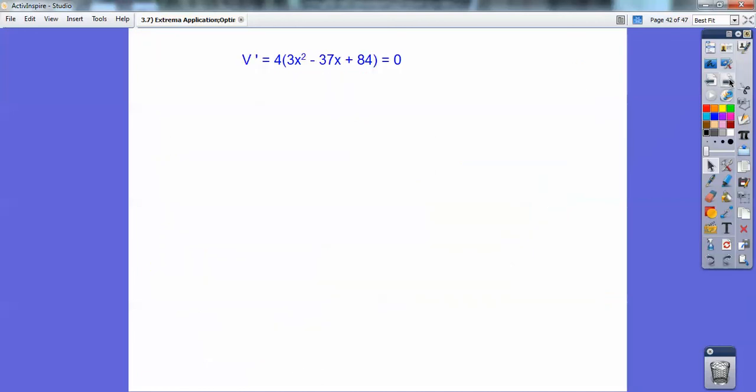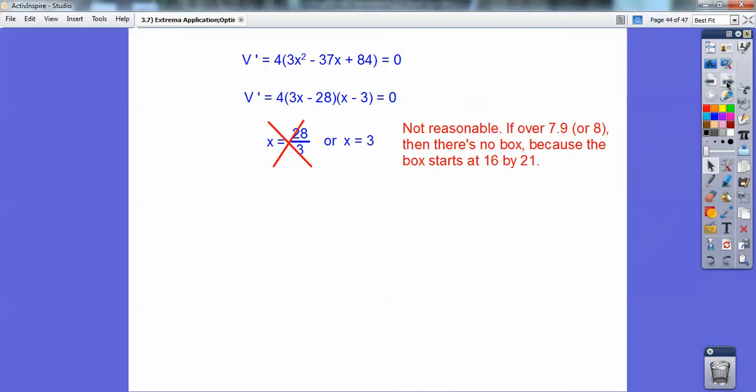All right, so that factors. Took me a little bit to get that to factor, but it does factor right there. So then I set these equal to 0, and I get x equals 28 thirds, or x equals 3. Okay, now 28 thirds, you guys, let's see, 3 goes into 28 9 times, so that's 9 1/3. Well, that's too big, you guys. So anything that's over 8, there's no box, so I can disregard that. So there's a domain issue right there. Okay, so my critical is just x equals 3.